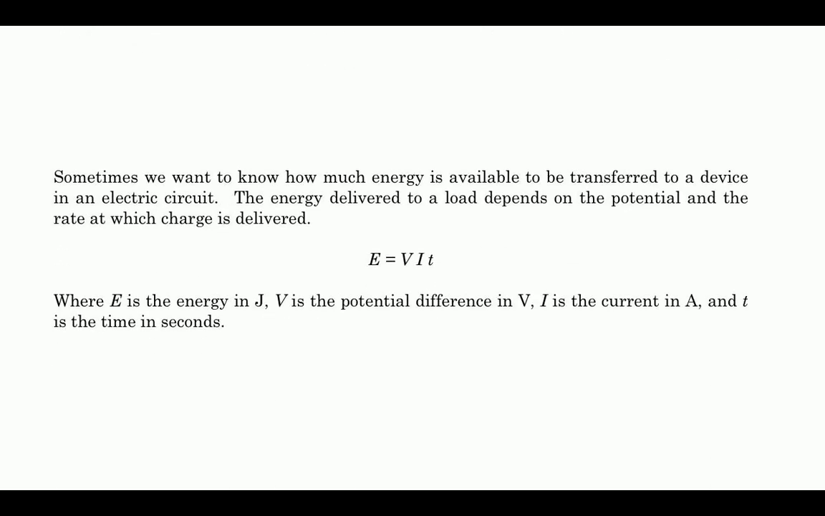Sometimes we want to know how much energy is available in a circuit to be transferred to a device. The energy delivered to the load depends on the potential and the rate at which energy is delivered. So here we have E is equal to VIT, and this is a very common equation to give us electrical energy. Here, E is the energy in joules, V is the potential difference in volts, I is the current in amps, and T is the time in seconds. So this would be the total amount of energy that's available in a circuit given a certain amount of time.